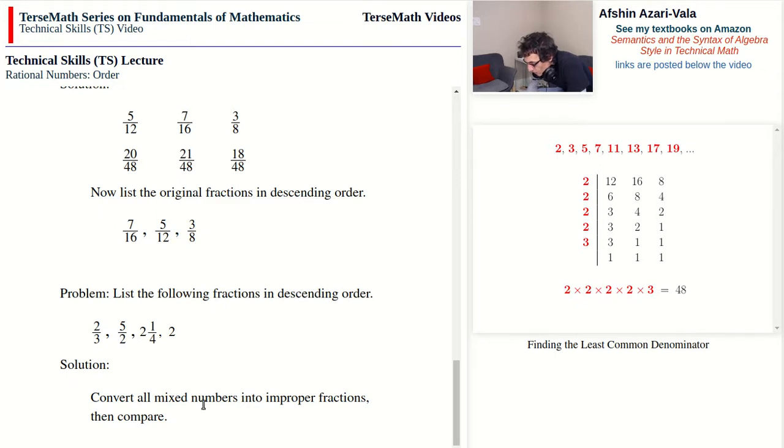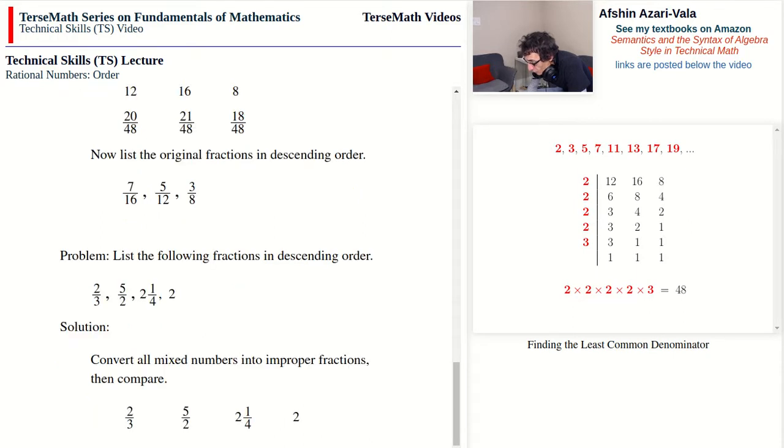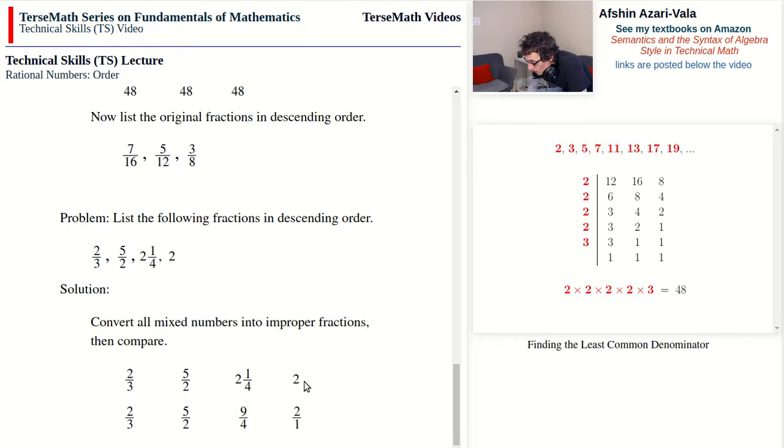And that should, of course, say all your mixed numbers and any natural numbers. So in this case, 2/3, we're going to leave it alone. 5/2, we're going to leave that one alone. For 2 1/4, we multiply 4 by 2, 8, plus 1, 9. And for 2, which is a natural number, it goes over 1. So 2 whole things is the same as 2 ones.